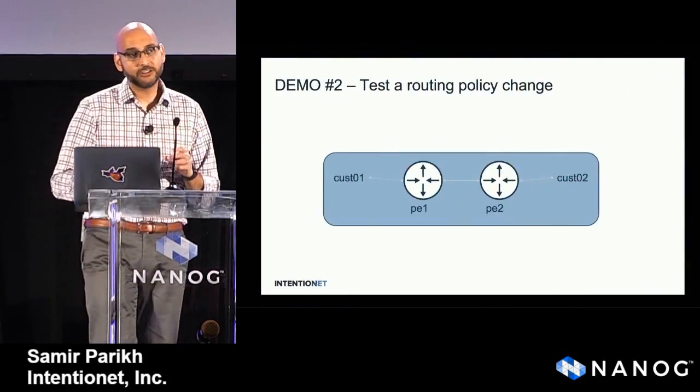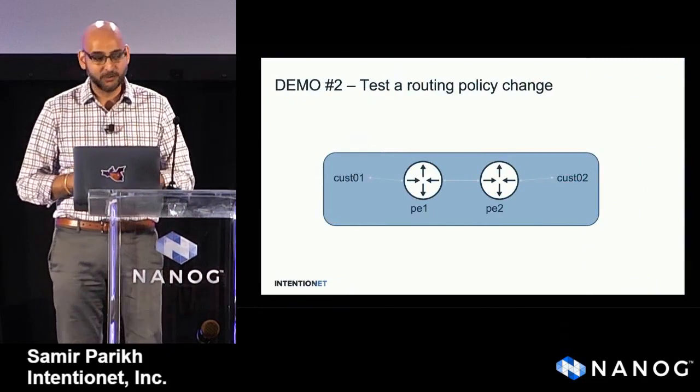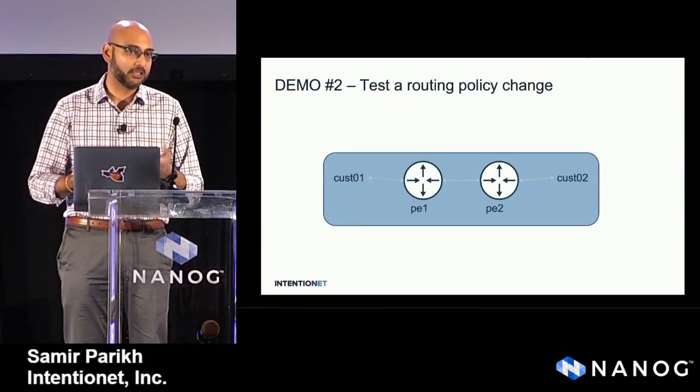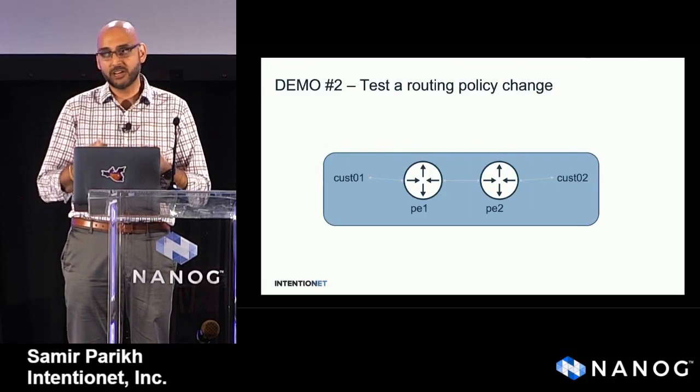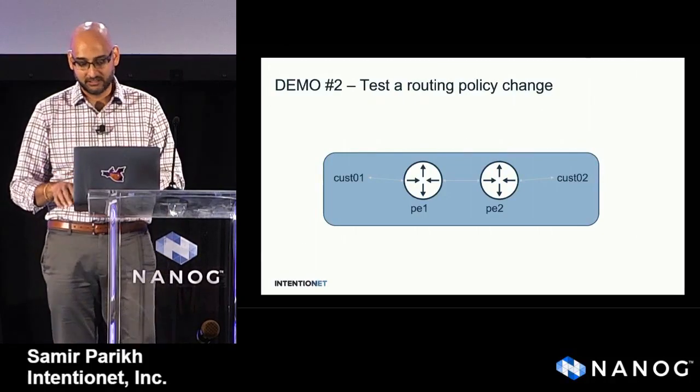So now I want to show you, with that same demo network, how do I analyze a routing policy change? And what are the Batfish constructs I can use to see if a policy change is going to have the impact that I expect it to?